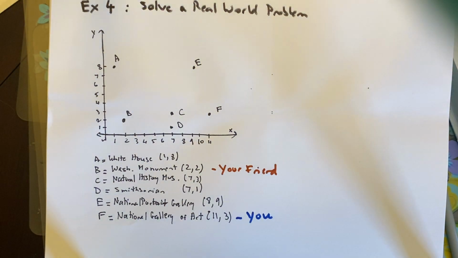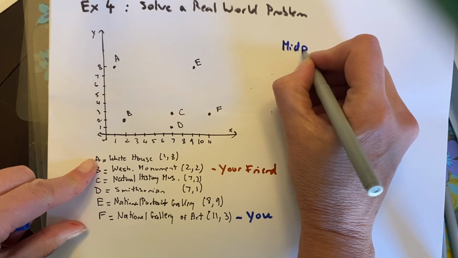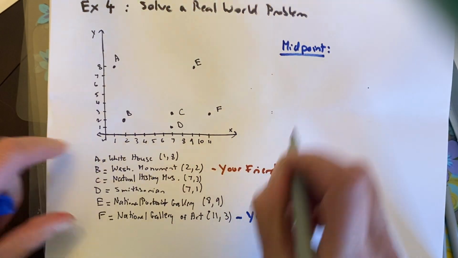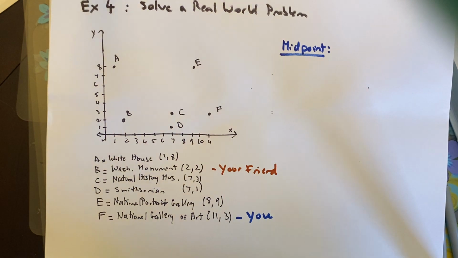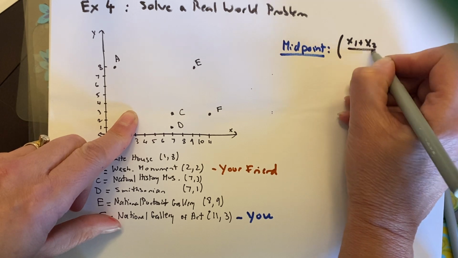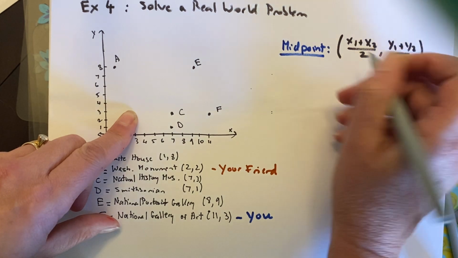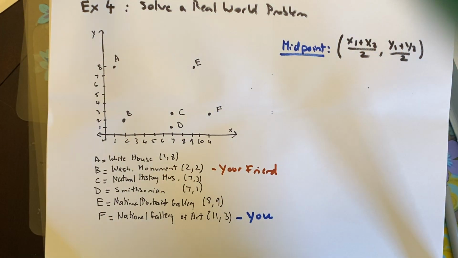Okay, well, in order to figure that out, your first job is to find the midpoint of your locations, right? So how are we going to find the midpoint? Well, do we remember the equation? I should have done that in black, so I'm going to switch to black. x1 plus x2 divided by 2, and y1 plus y2 divided by 2.